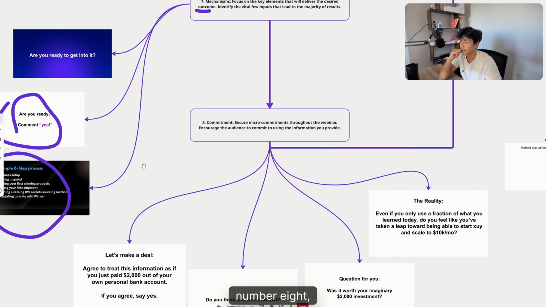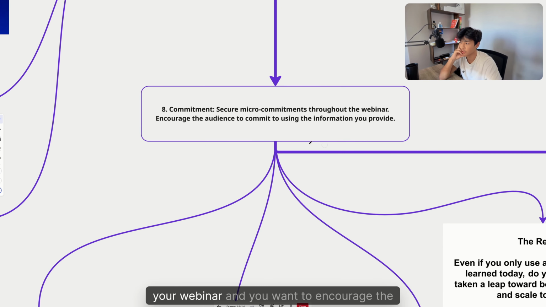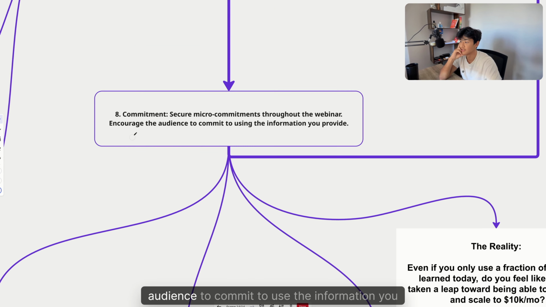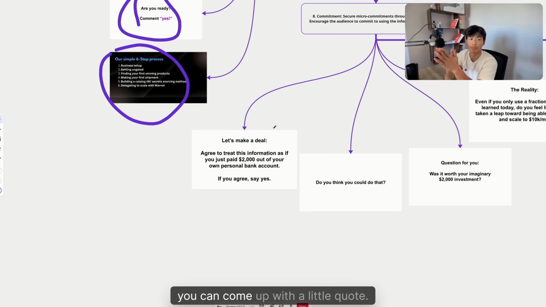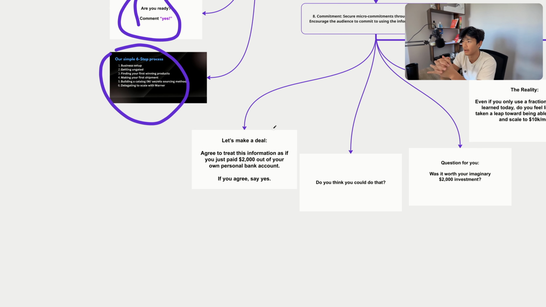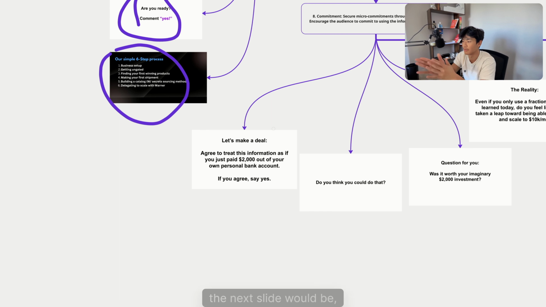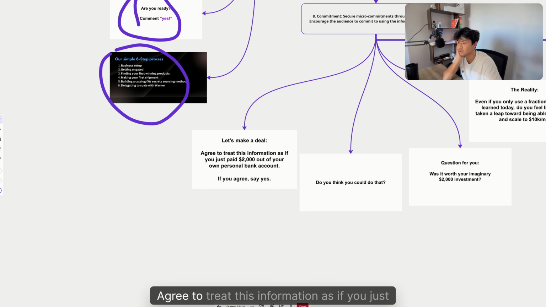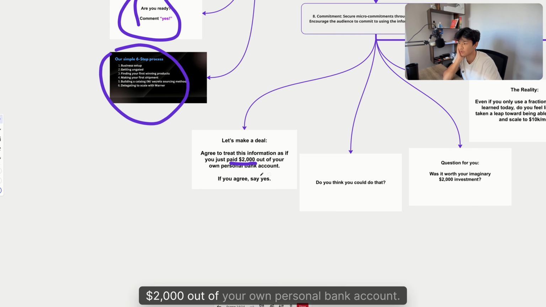So number 8, commitment. So you want to secure micro commitments throughout your webinar, and you want to encourage the audience to commit to use the information you provide. So a good way to do this is, you can come up with a little quote. I don't remember how exactly it was, but it was something like, a wise man once said, if you don't pay, you don't pay attention. So the next slide would be, let's make a deal. Agree to treat this information as if you just paid $2,000 out of your own personal bank account.